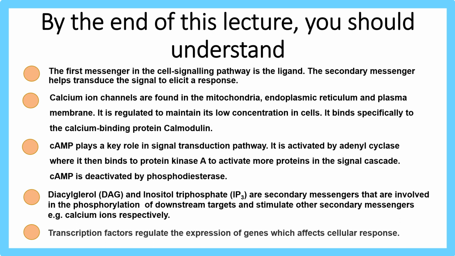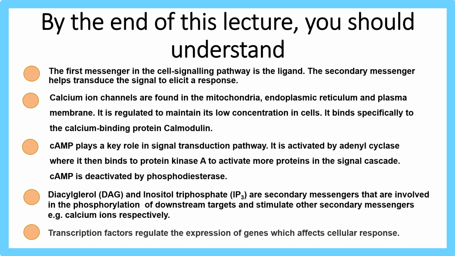Now cAMP plays a key role in the signal transduction pathway. It's activated by an enzyme called adenylyl cyclase, where it then binds to protein kinase A, and this is what activates more proteins in the signal cascade. And cAMP is broken down by phosphodiesterase.